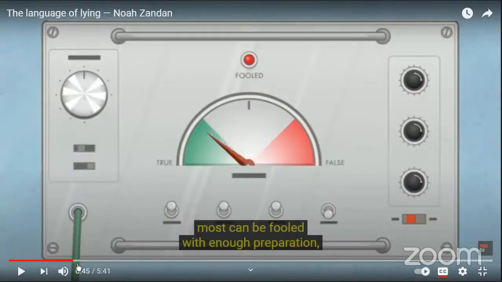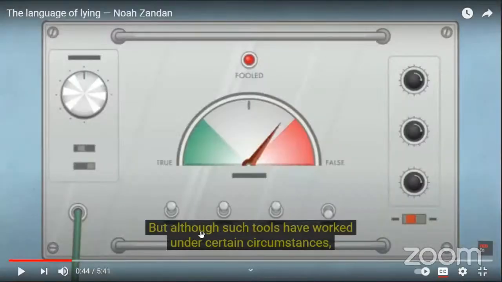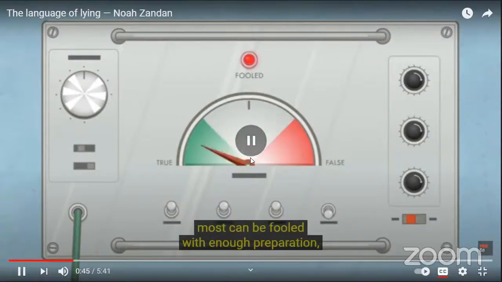Because this is a very important sentence that we have over here. But although such tools have worked under certain circumstances, aunque tales herramientas han funcionado bajo ciertas circunstancias, most can be fooled with enough preparation. What is to be fooled? Like engañado.